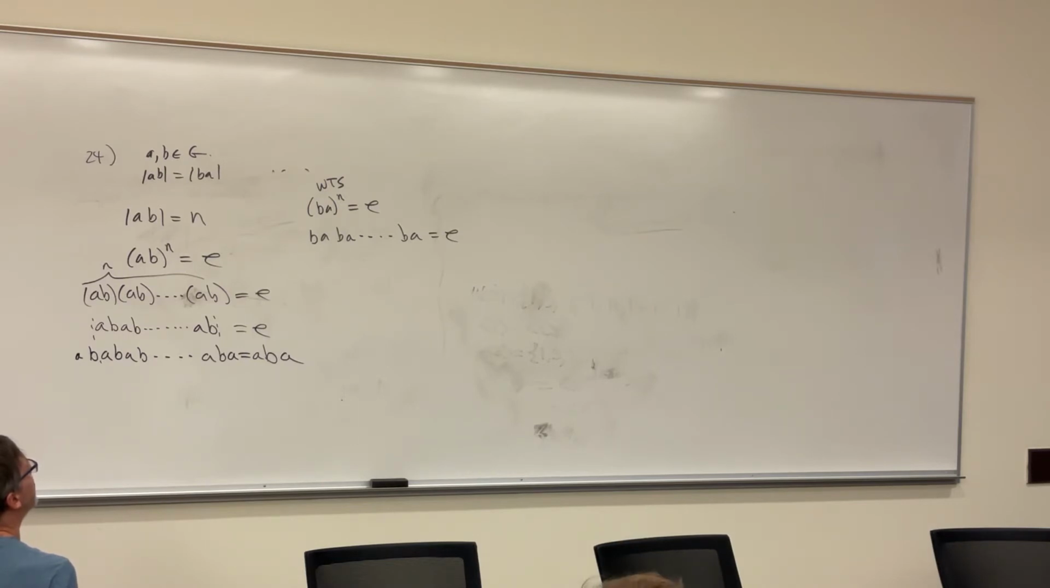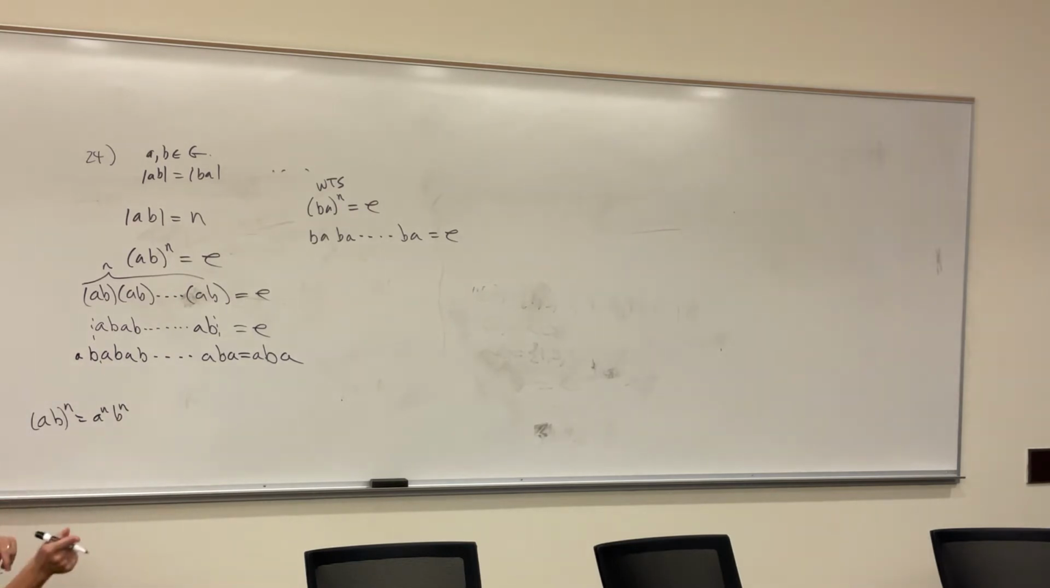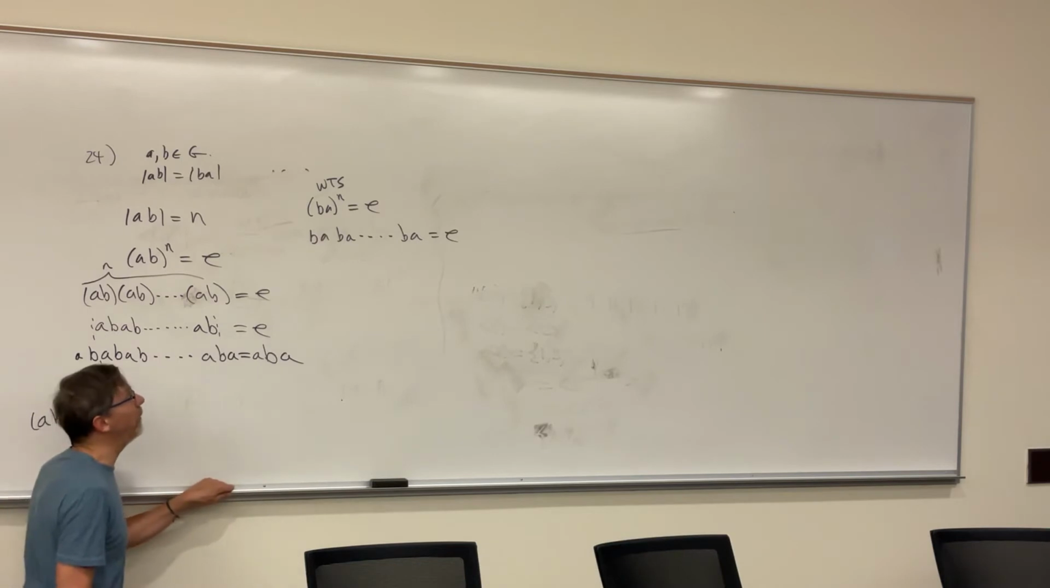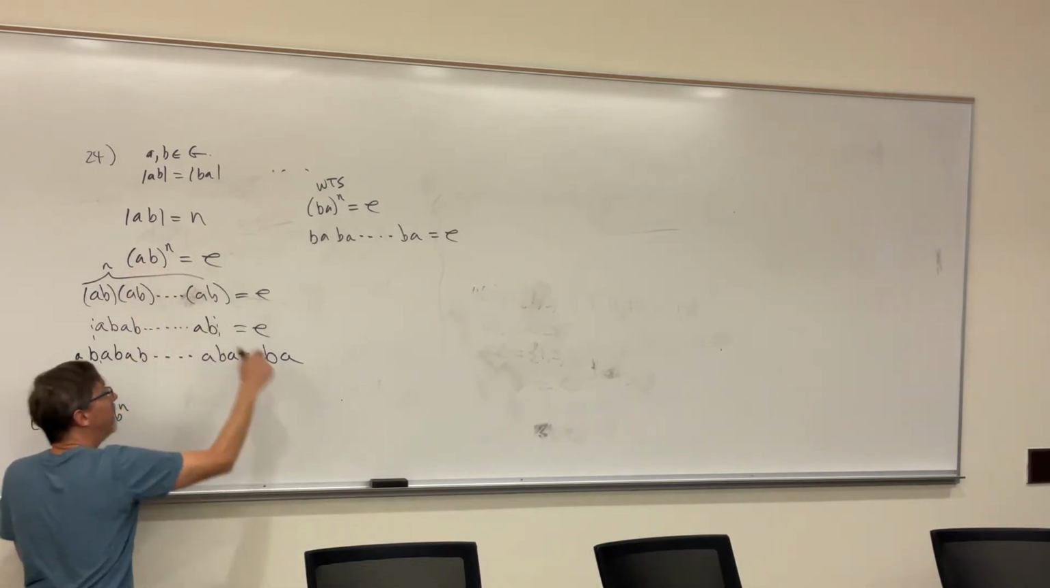Is it necessary to write it out, or can you just write A to the N, B to the N, like distribute that? Can't do it here, basically. I wish so bad that we could do that. That would make life so much easier, and we could just knock this out right away because this would be BA.